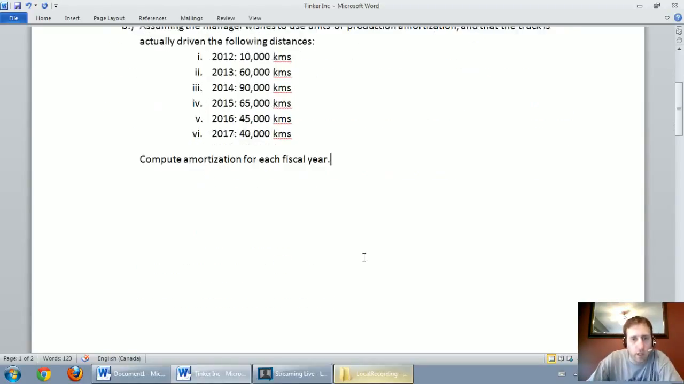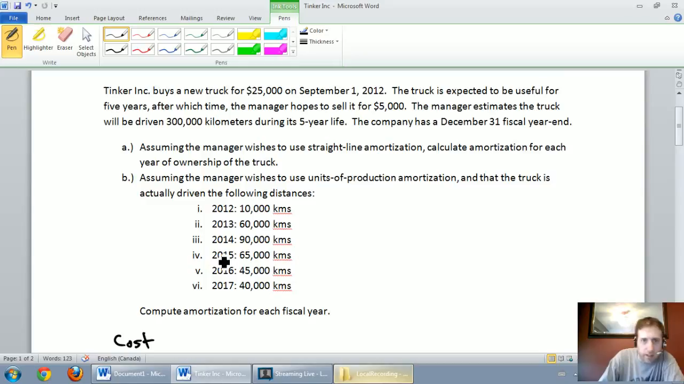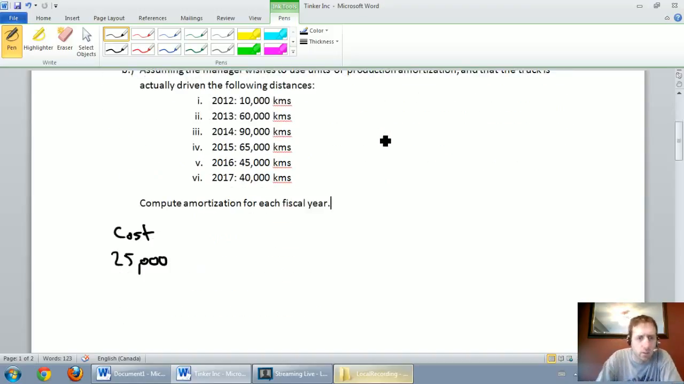So, much like straight line, we start out in the same way. We say, here's the cost of our asset, and the cost of our asset was $25,000. And we expect to recover from that asset $5,000 at the end of its life after we've driven it as far as we want to take it. We're going to be able to either trade it in or sell it on the used market for $5,000. Now, in accounting, there's a technical term for that. We call it the residual value, and that's our residual value here.